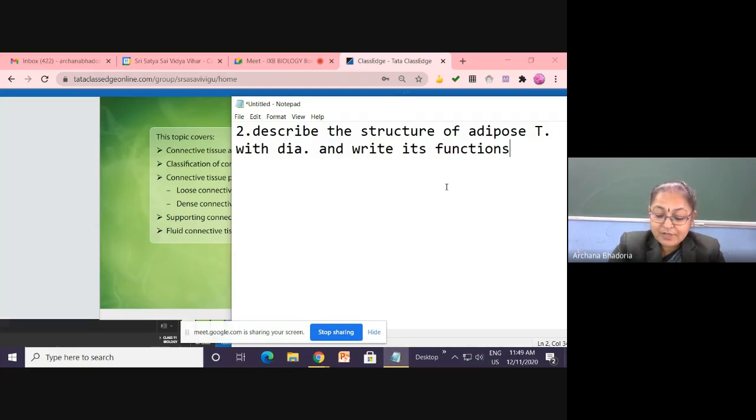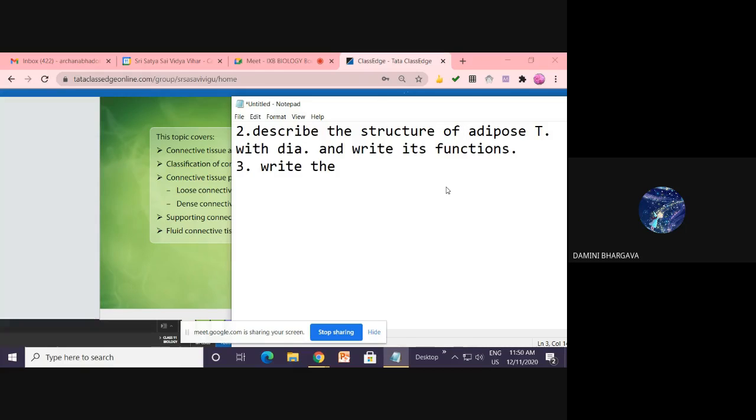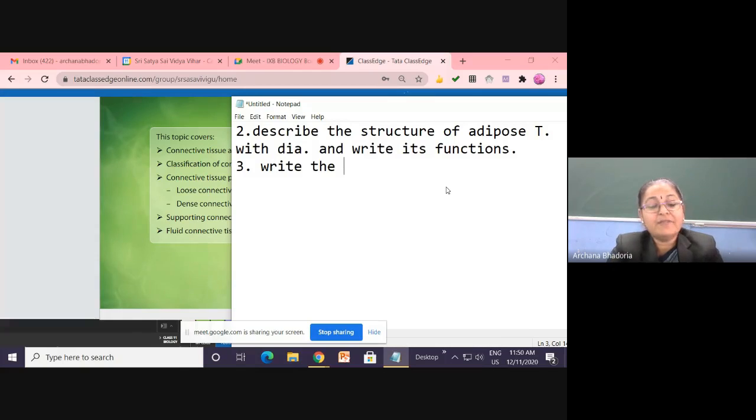Now the next question will be question number 3. You note down: write the differences between tendons and ligaments. I don't know how you have not done this. Ma'am, connective tissue will not be asked in the test? No, adipose I have covered. The adipose, so you have to study. Is it clear? Adipose you will study. Yes, ma'am. And tendons and ligaments also I have explained last period, so that also has to be done.